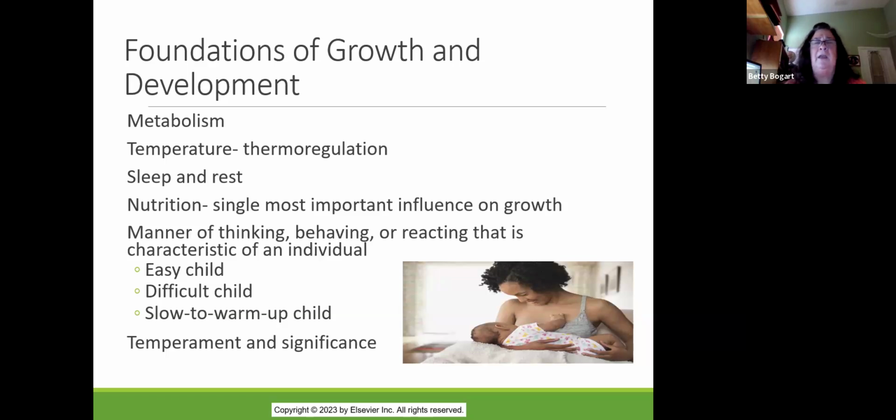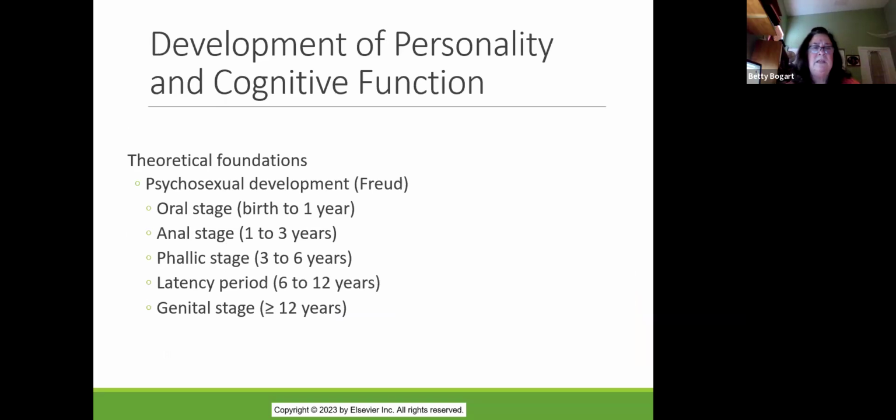And one of the things you're going to hear me say over and over again: nutrition, nutrition, nutrition. It's the single most important influence on growth and cognition. If you don't put gas in your car, does it run? If you don't put food, nutrition into a child, is their brain going to work? Are they going to be able to move right? So just think of it that way. Nutrition, nutrition, nutrition. And know that children are all different. You have the easy kid, the difficult child. Again, it's how you as a nurse will approach them.